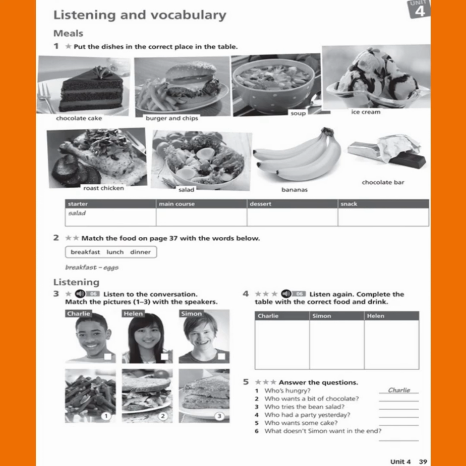Section 2. Match the food on page 37 with the foods below. Breakfast, lunch, or dinner. Now, Section 3. Go ahead and listen. Listen to the conversation. Match the pictures 1 through 3 with the speakers. And then, in Section 4, complete the table with the correct food and drinks for each person. Section 5, answer the questions. Number 1 is done for you as an example. Track 6. Listen and match.